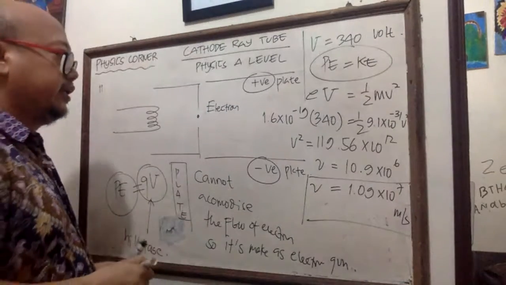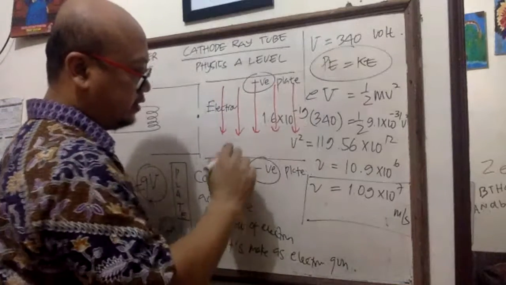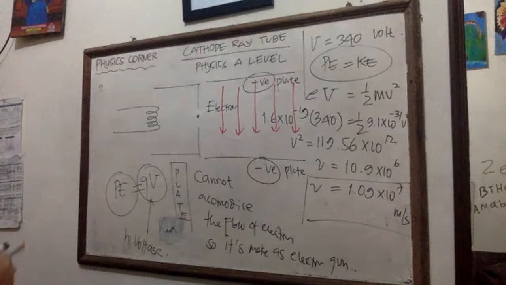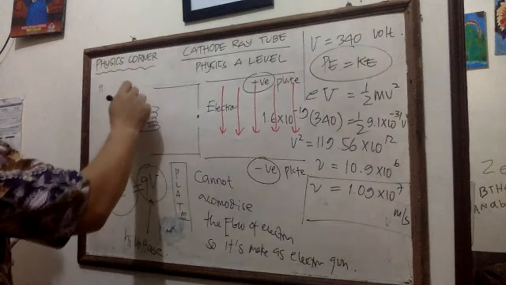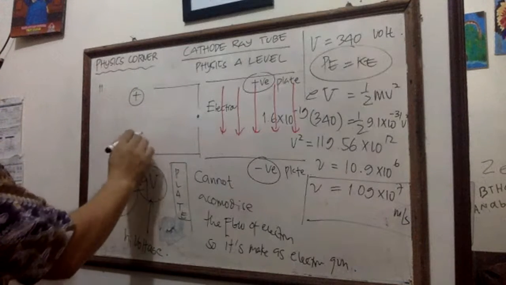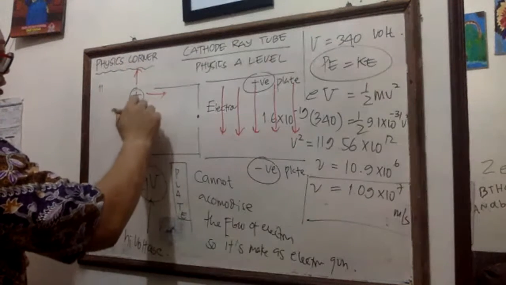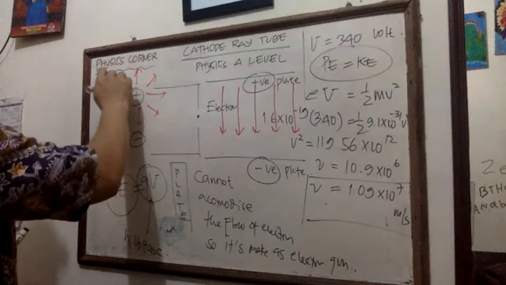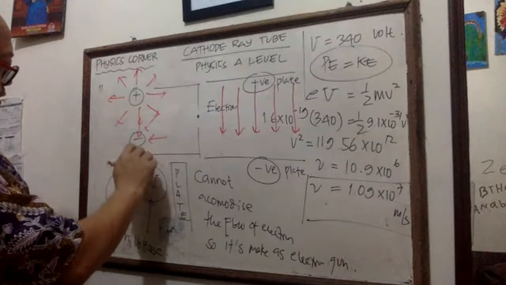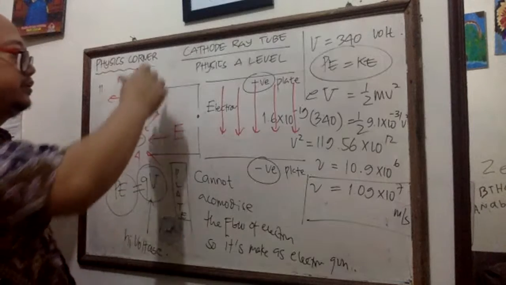So we can say this is the positive and here is negative. Actually, on the diagram, if we know about the positive and negative, the positive is spread out from the positive charge and the negative is spread in. This is the vector of the electric field.